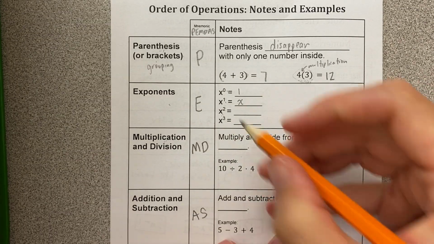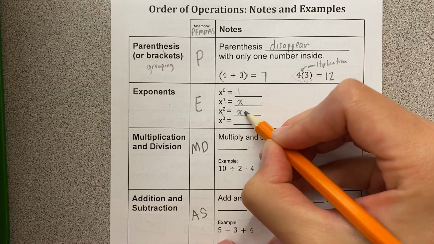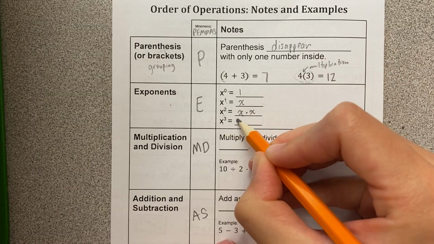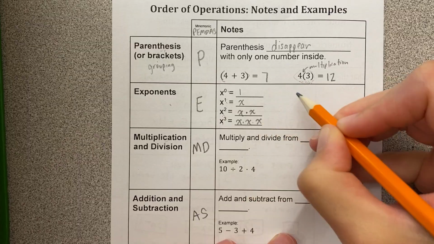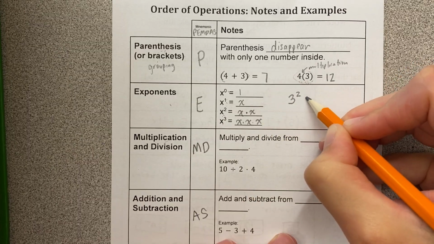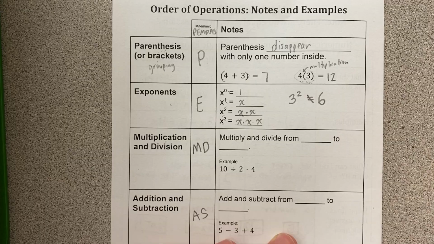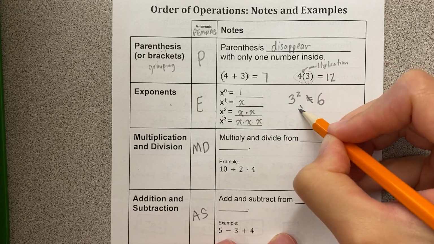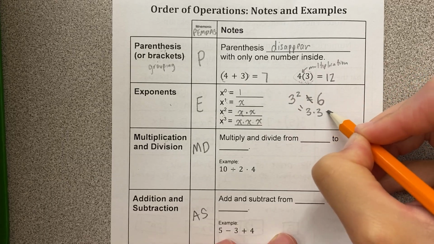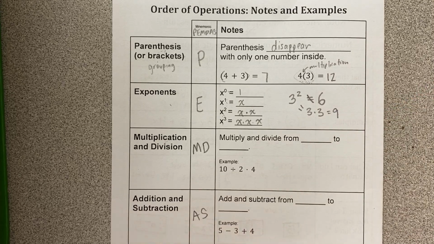It means you're going to take that number and multiply it by itself. So x to the second power means x times x, right? X to the third power means x times x times x. So let's say you see 3 to the second. That does not equal 6. Okay, it doesn't equal 6. This means 3 times 3. This equals 9. Okay, so just be careful.